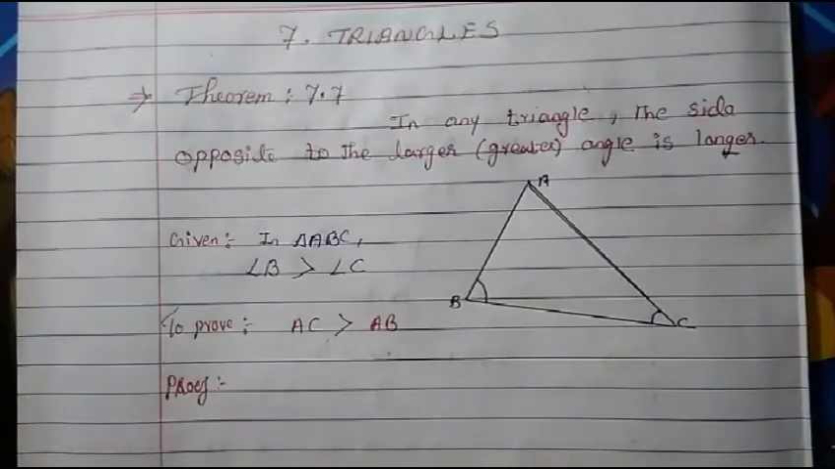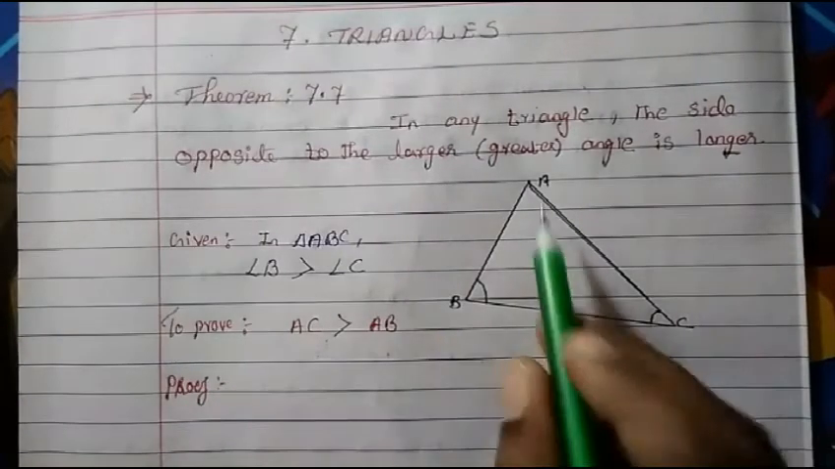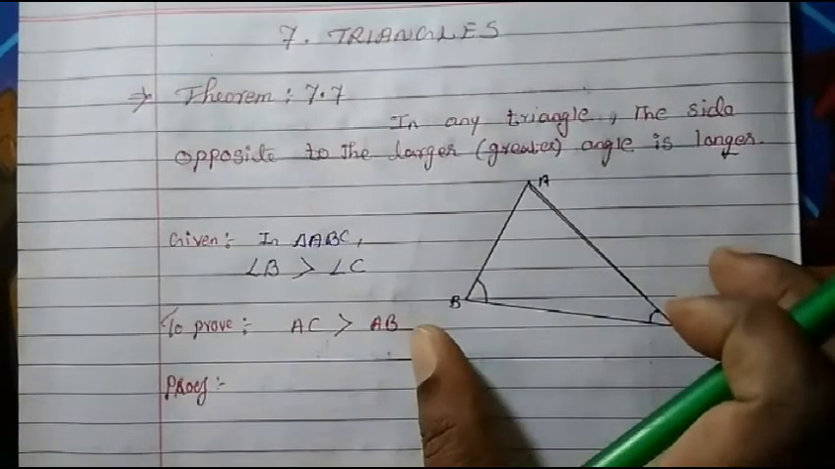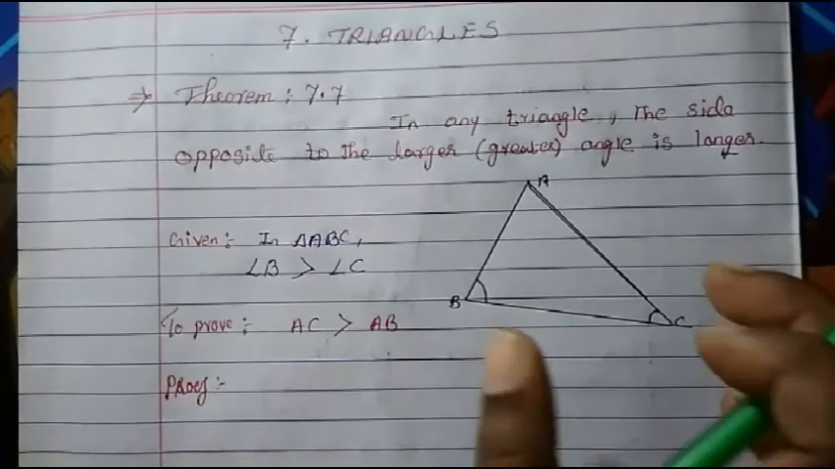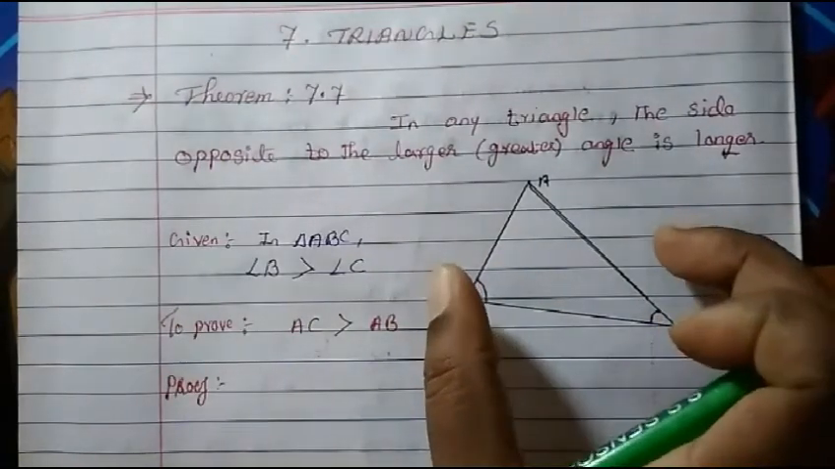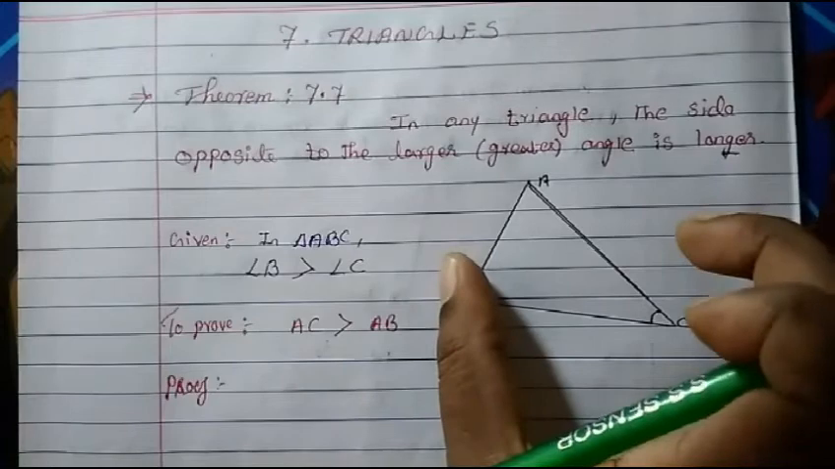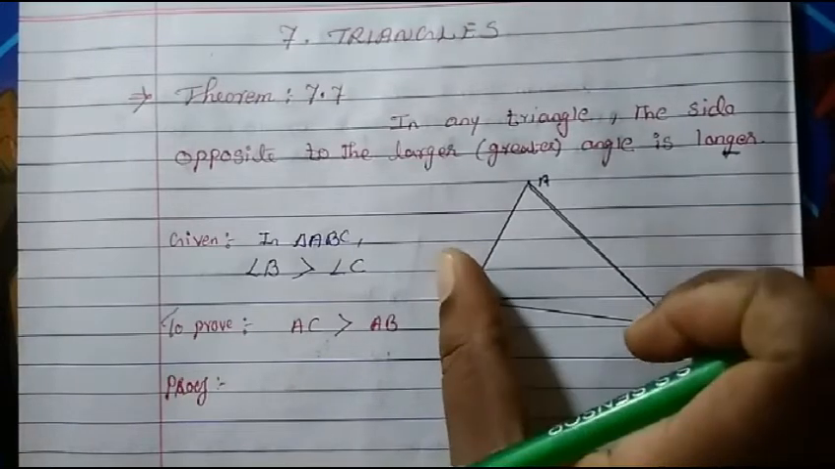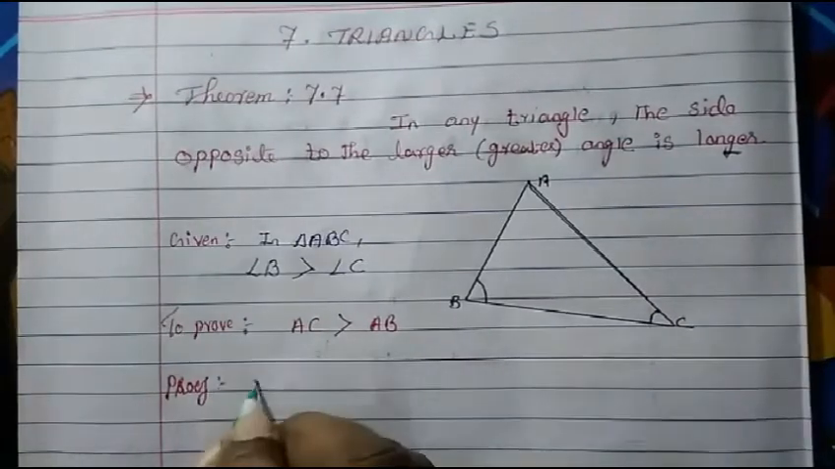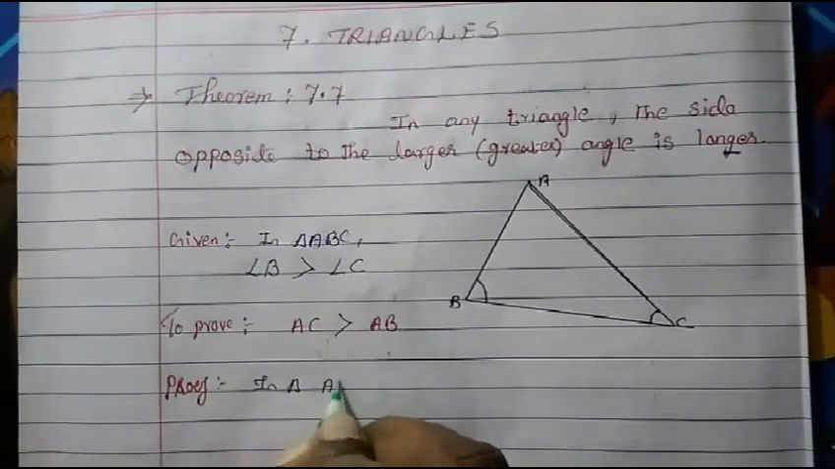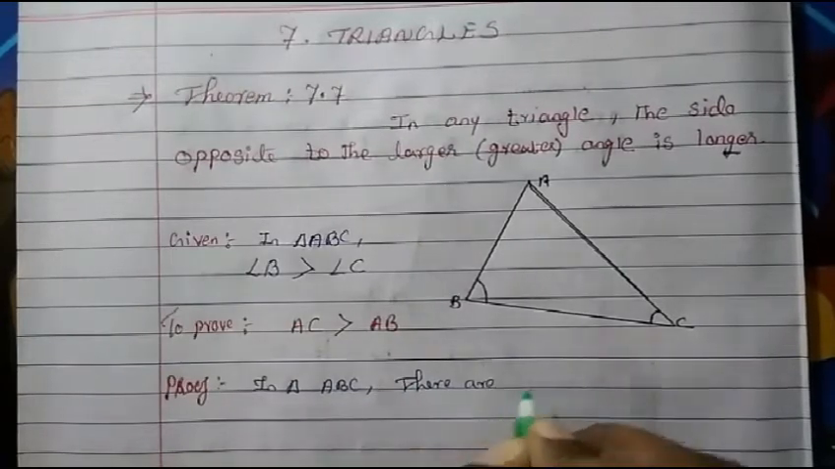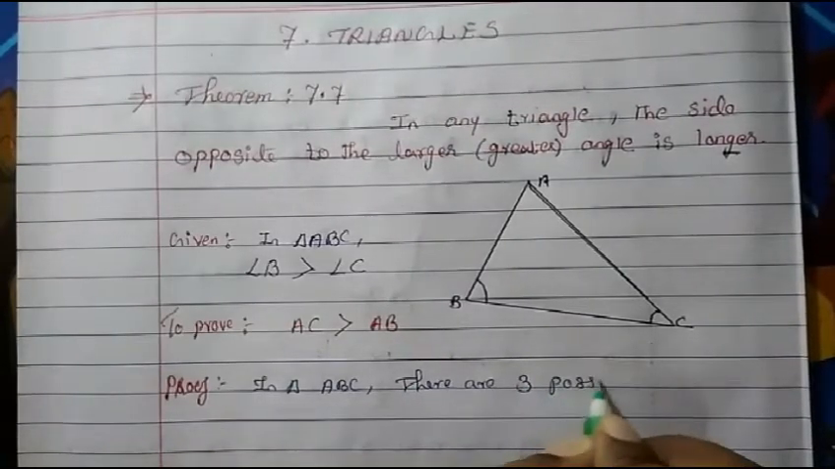Now how to prove it? Let's think about this triangle ABC. If there is a triangle, what are the possibilities for two sides? There are three possibilities. Either two sides will be equal, or one side is smaller and the other side is greater, or this side will be greater and the other side will be smaller. So in triangle ABC, there are three possibilities.